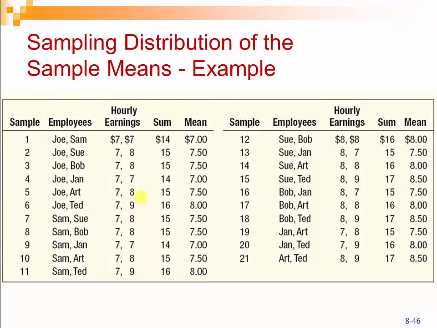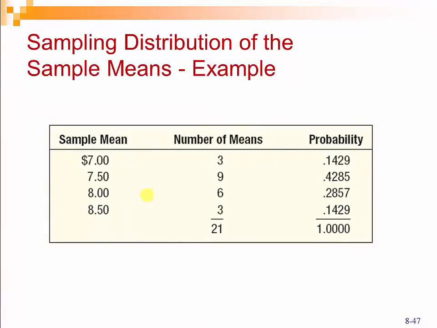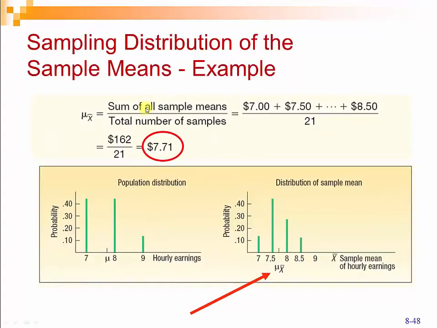So then we use these 21 sample means to construct a probability distribution. Here's our sampling distribution of the sample means and the probabilities associated with that. Next, we determine the mean of the sampling distribution by summing the sample means and dividing by the number of samples. The mean of all the sample means is usually written as mu sub x bar, which we see over here.